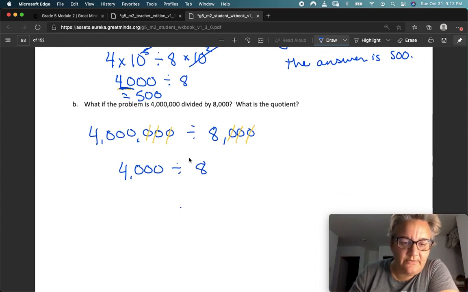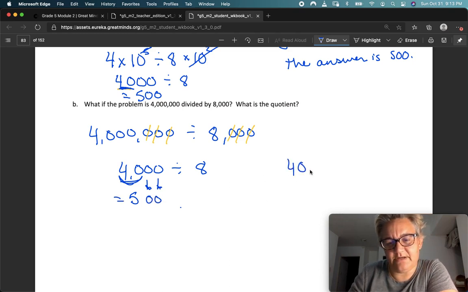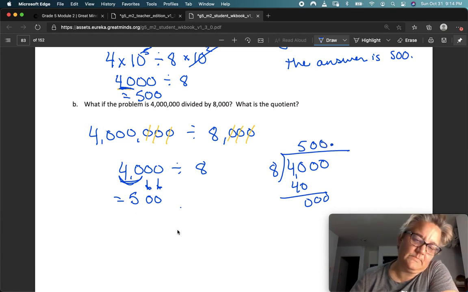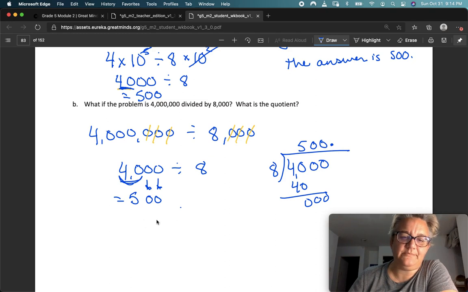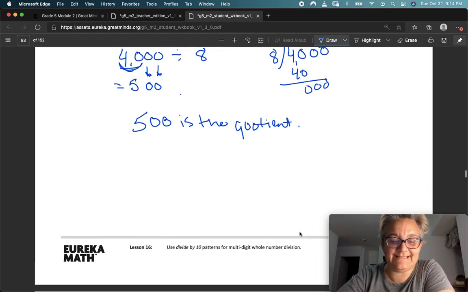Okay, so 40 divided by 8 equals 5. And then bring down these two, right? And I can show you that over here if you want. Okay, 500 is the quotient. That is the last page.